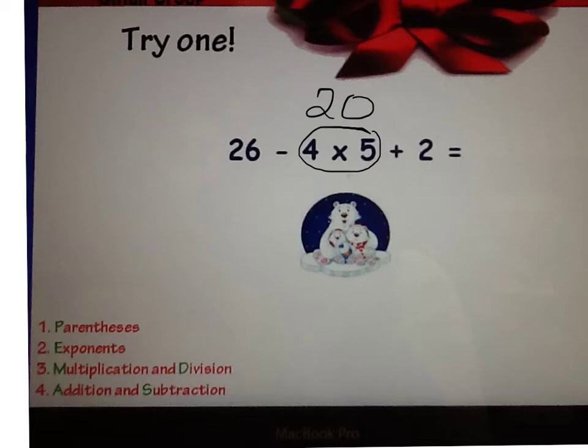There is no other multiplication or division in the sentence, so then we can go ahead and do our last step, which is addition and subtraction. And remember, we always work from the left to the right.